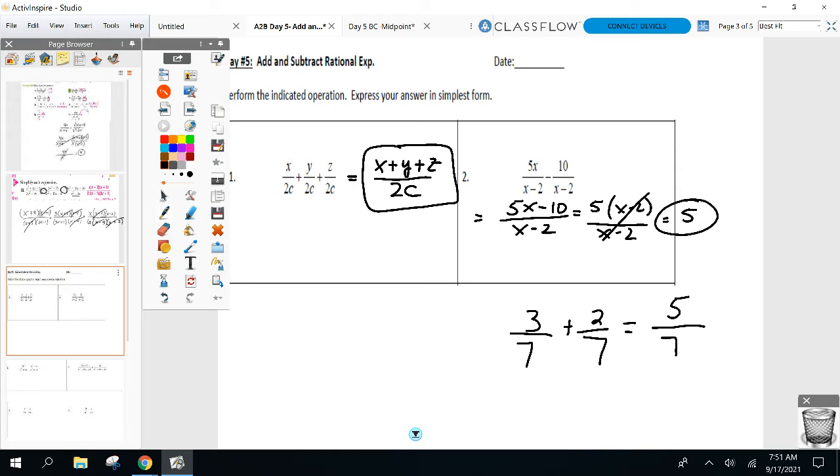I think that might be the toughest part, is remembering I have to see if I can reduce or not at the end. Any issues?